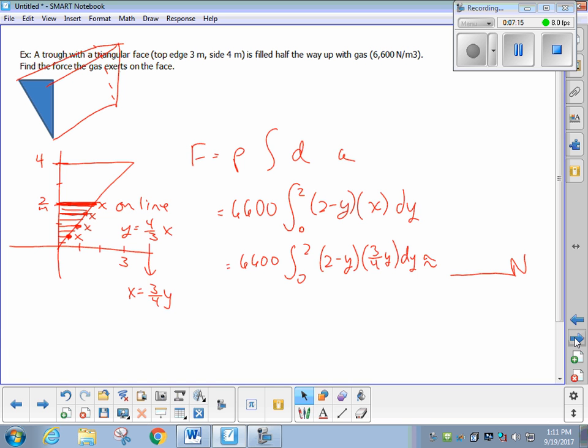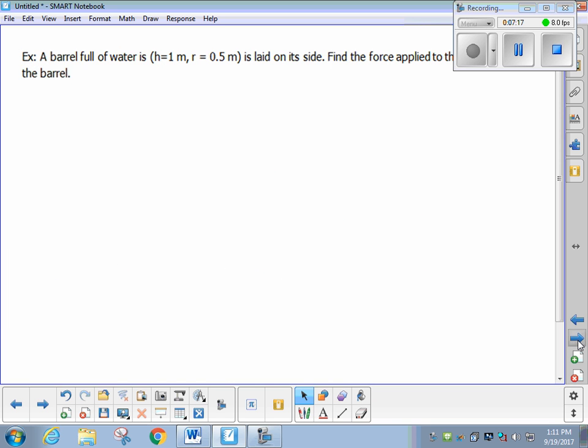Let's see if you're getting a feel. Try the next one on your own. We'll talk about it. Actually, let's make sure we all draw it the same way so we have the same setup and we can check our setup. So the way I read it, it's a barrel, which I assume is a cylinder, full of water, but on its side. So we're looking at this.